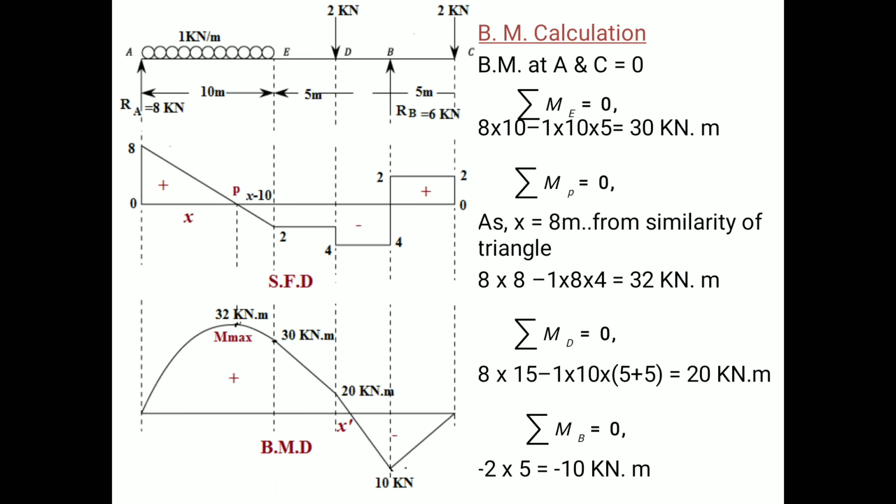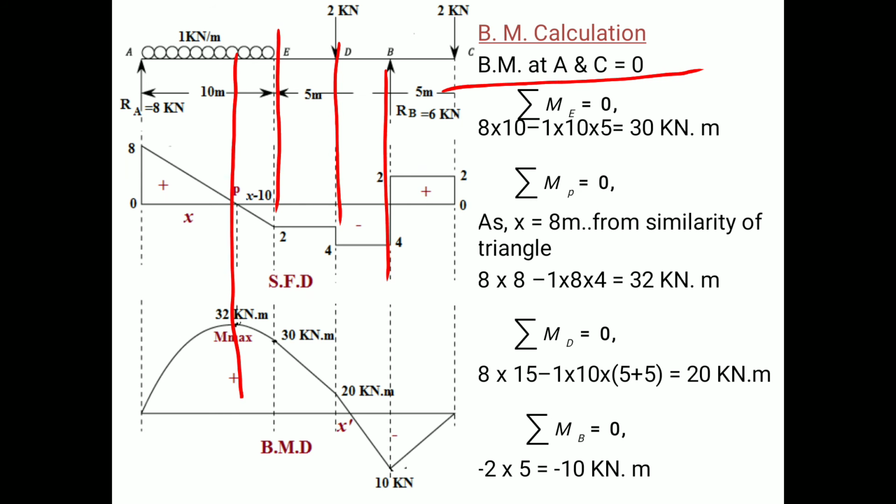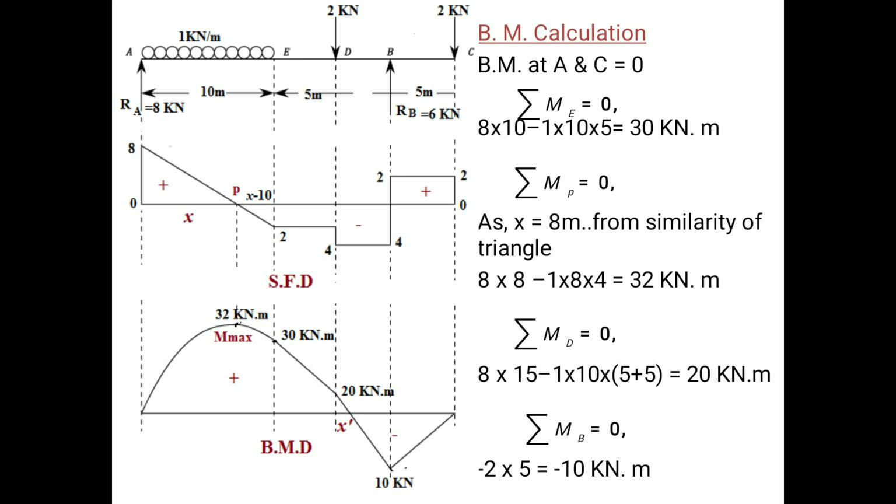Our next step is bending moment calculation. If you observe, again at point A and C we have a support, so at the support bending moment will be 0. So bending moment at A and C is 0. Now we are going to find out the value of bending moment at point E, it's a major point, at point D where the shear force is acting, at point B, and at point P where shear force is 0.